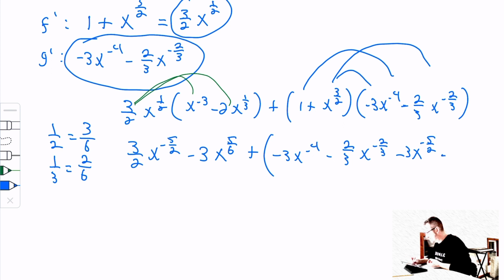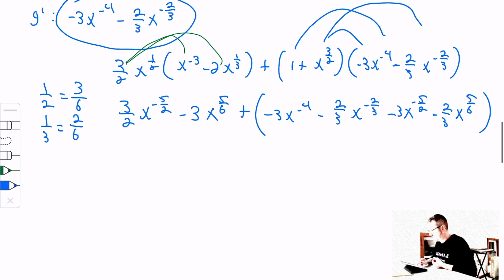And then lastly, x to the 3/2 times negative 2/3 x to the negative 3/2 is going to be negative 2/3 x to the, so 3/2 and negative 2/3. Okay, so 3/2 and negative 2/3 is like saying 9/6 and 4/6. Well, 9/6 take away 4/6 is 5/6. I know, brutal, right?